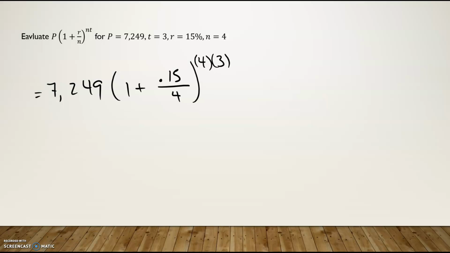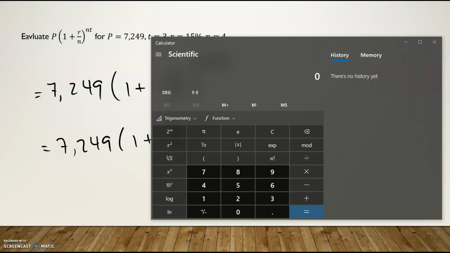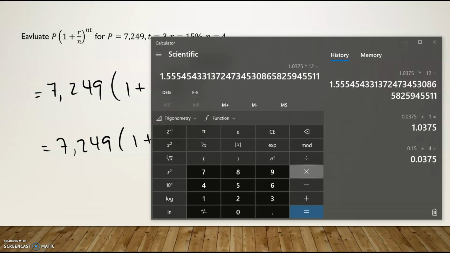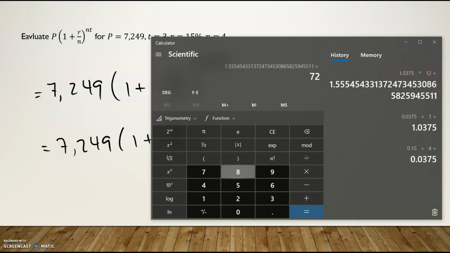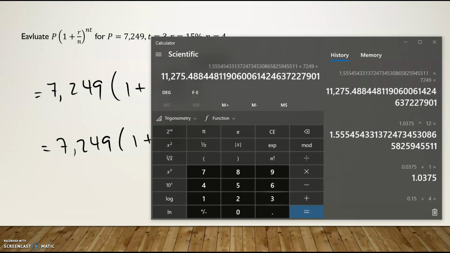Okay, so this is going to be 1 plus 0.15 over 4, and that will be 12. Okay, so we've got 15 over 4, so 0.15 divided by 4, and then plus 1. I'm going to go ahead and raise that to 12, and then multiply it times 7,249. So that gives me, we'll round to 2 places since it's talking about money.